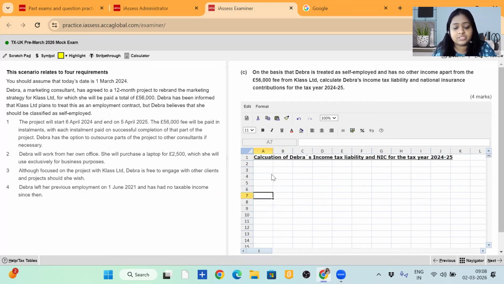Okay, now let's do the calculation. And understand, you will not be able to insert a row or column here, so be very clear. If you want to leave a space, you can leave a space. Now let's do it. First I will do the calculation of income tax. I can use Control U also. Now here I will write trading income. I want to insert the pound symbol, so I will go here and insert the symbol.